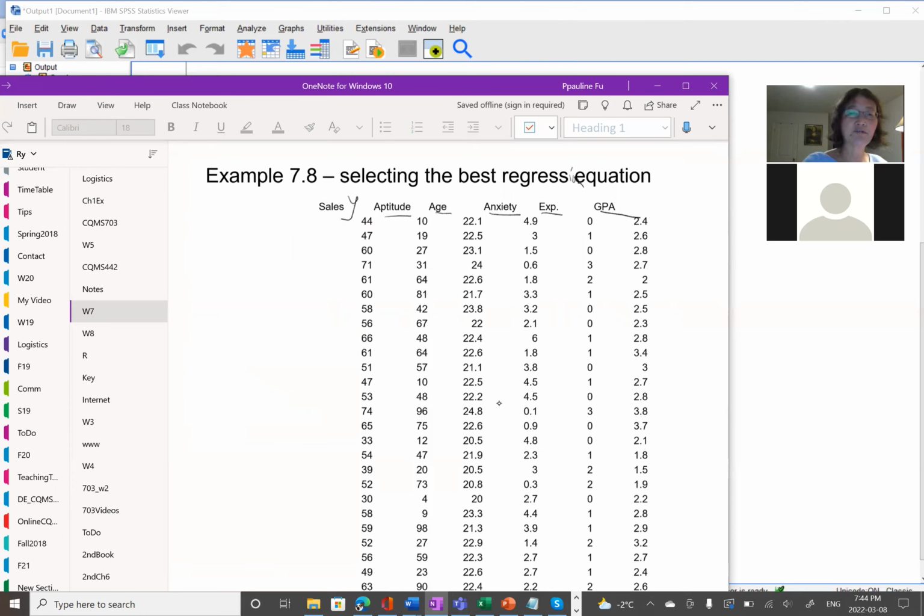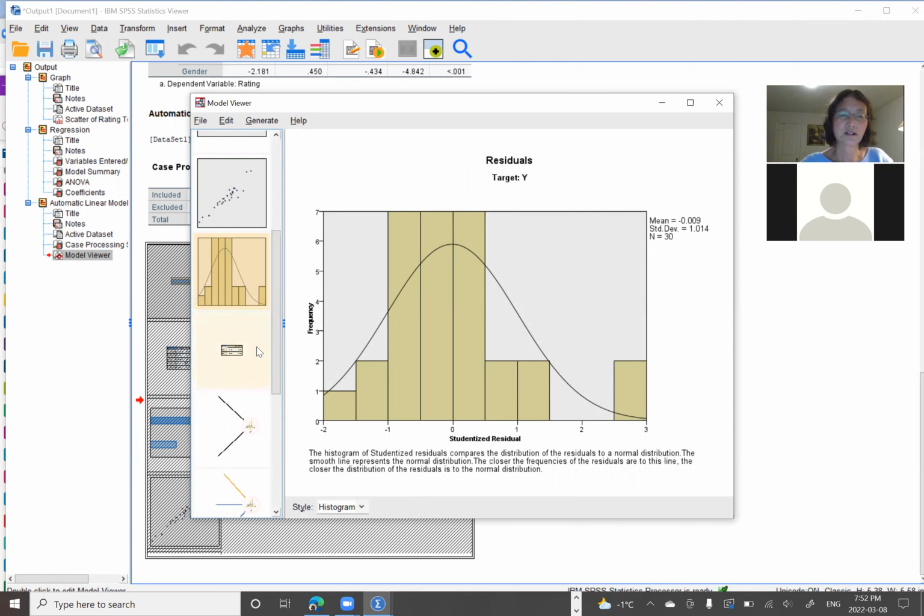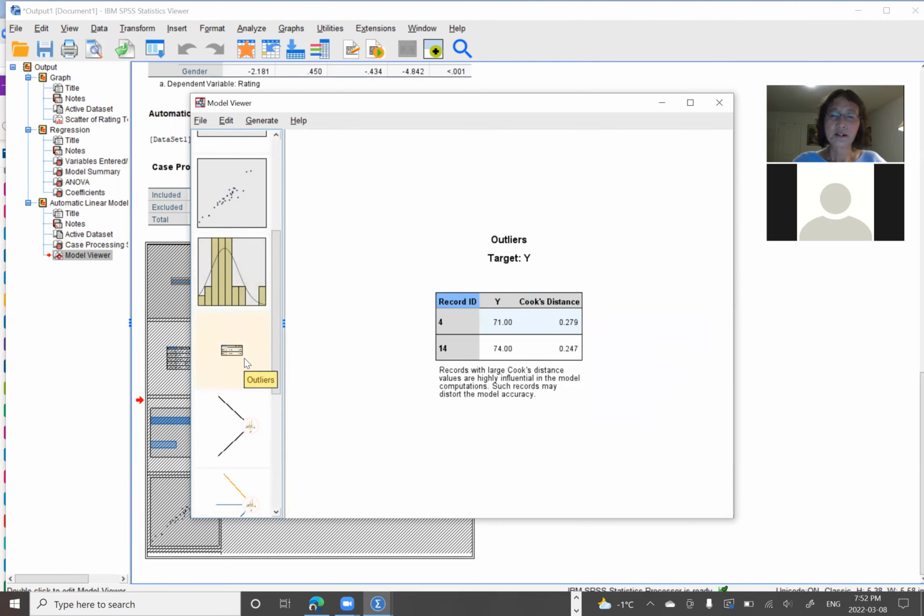So this is like the scatter of the predicted Y value. Okay, predicted value. And over here, we have the residuals. Because we do not have a large sample size, it's just 30, but the distribution is roughly normal. And we also have outliers from this output. Record 4 and record 14 are outliers by this output.